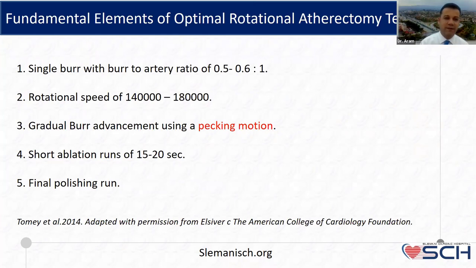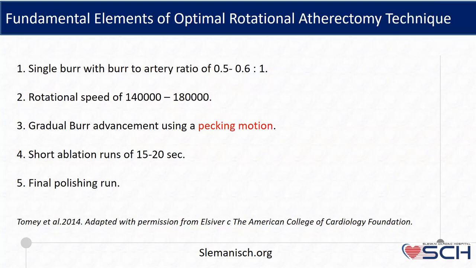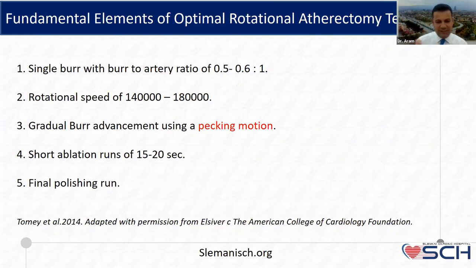The first one is the burr. The size of the burr to the artery should be 0.5, 0.6, 0.7. Personally, I am all the time using a bit smaller rather than bigger, to avoid complication. The speed should be fixed between 140,000 to 180,000 rounds per minute. So imagine the speed of the rotation. This burr should rotate about 140,000 to 180,000.